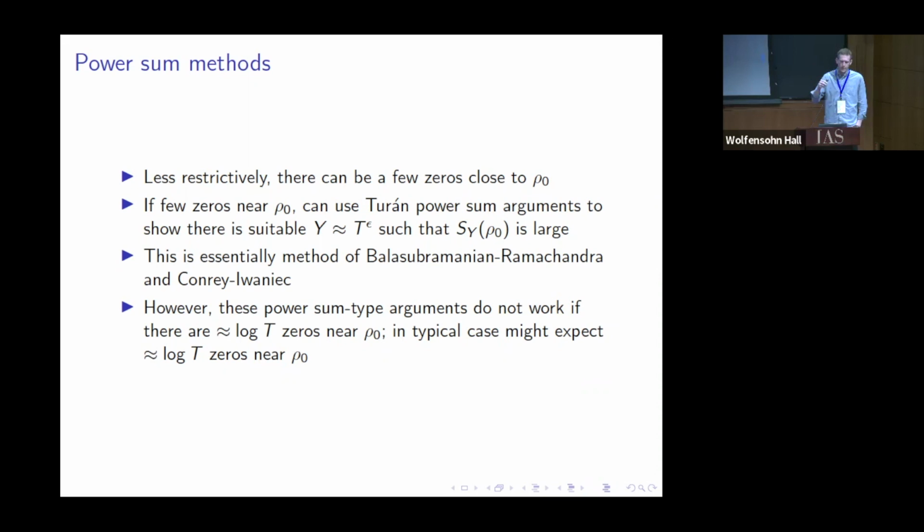So if there were about log T zeros nearby, I'm thinking about maybe my zero living at height capital T, if there are about log T zeros nearby, then the power sum methods aren't going to work. This is too many neighbors for this method to handle. And since there are about log T zeros in any unit vertical interval, maybe this is some sort of typical case that we should have to worry about. So there would be too many zeros for the traditional power sum methods to handle.